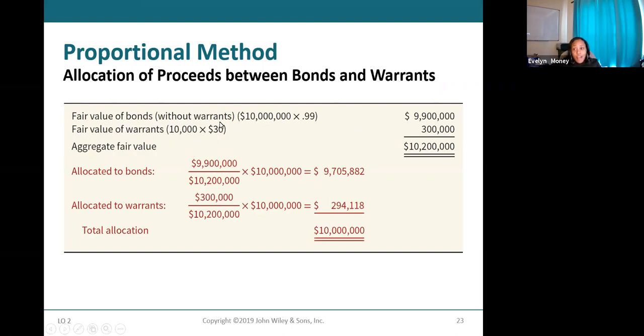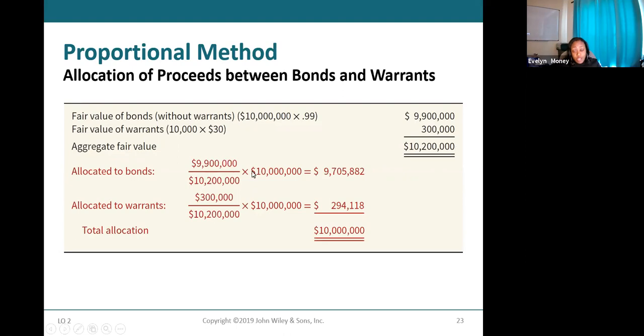Now, I also find the fair value of the warrants, not the 9.9. I'm going to use that to help me find the value of bonds payable. The fair value of the warrants was $30, and there were 10,000 warrants. So I get 300,000. Notice that my total fair value is more than the $10 million that was paid to the corporation.